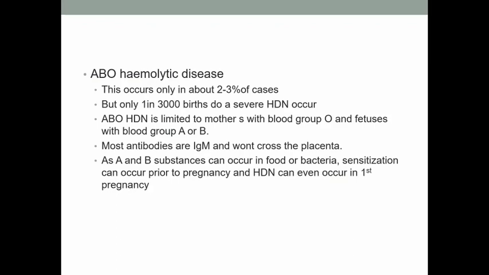Because even in the first pregnancy, if the baby is A and the mother is O, the O mother would have an antibody reaction in her circulation, and the antibodies will cross the placenta and go and damage the baby in that case, right?